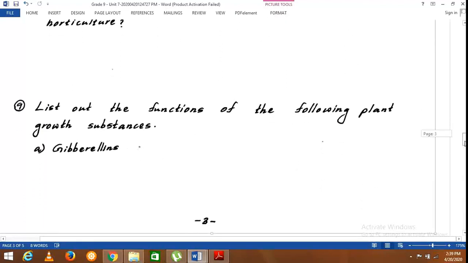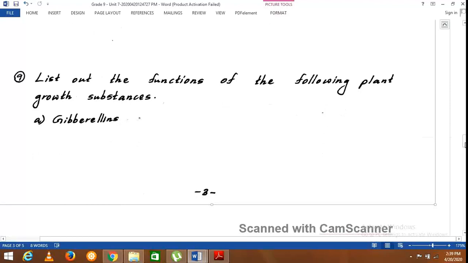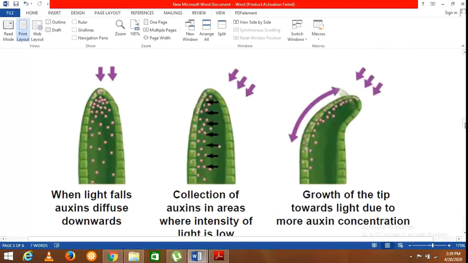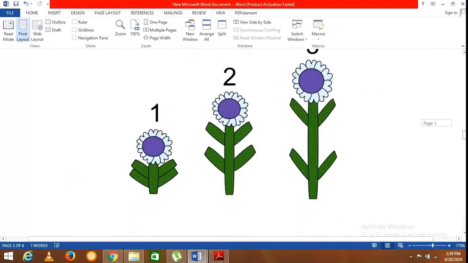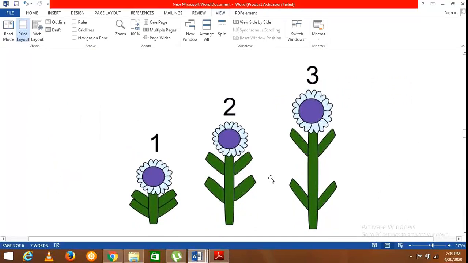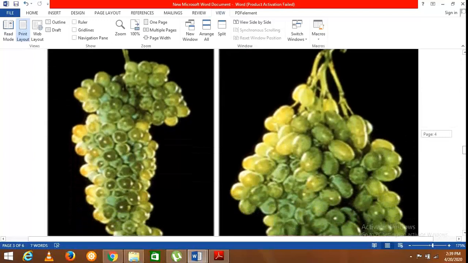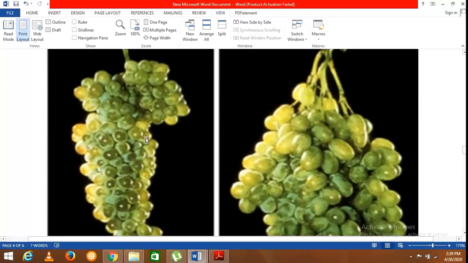Then list out the functions of the following plant growth substances. First one, gibberellin. Gibberellin is responsible for the elongation of the stem. Like this, the stem has been elongated due to the action of gibberellins, and gibberellins are also used to increase the growth of fruits. Now here you are shown this bunch of grapes without using gibberellins, and once they have added gibberellins artificially, the growth of fruits has increased.